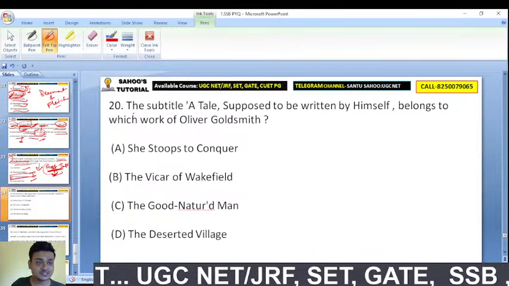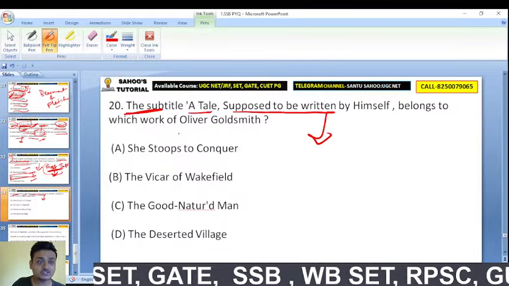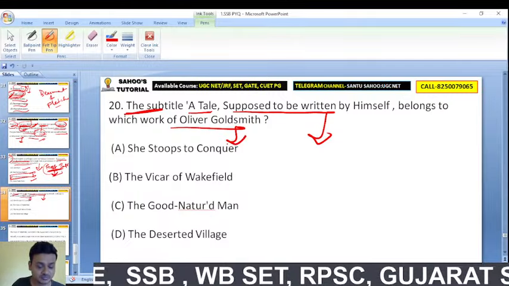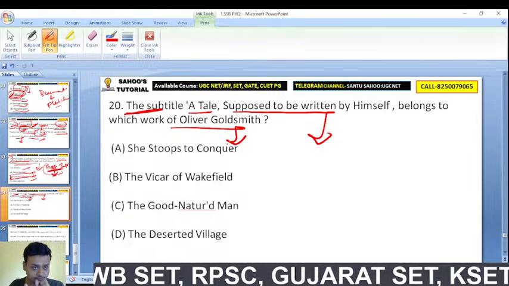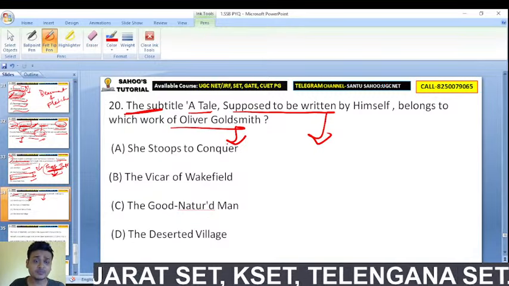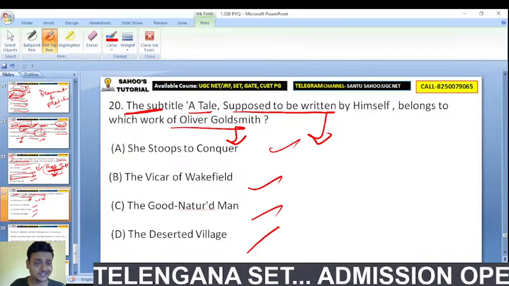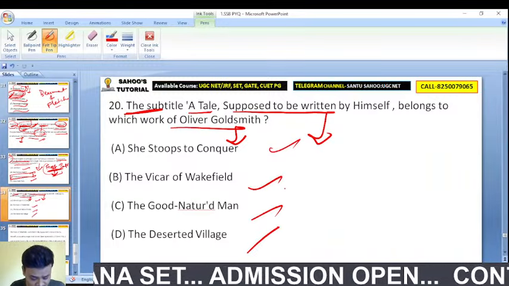The subtitle of this work, A Tale Supposed to Be Written by Himself, belongs to which work of Oliver Goldsmith? There is a work called A Tale Supposed to Be Written by Himself. Which work by Oliver Goldsmith has this subtitle?